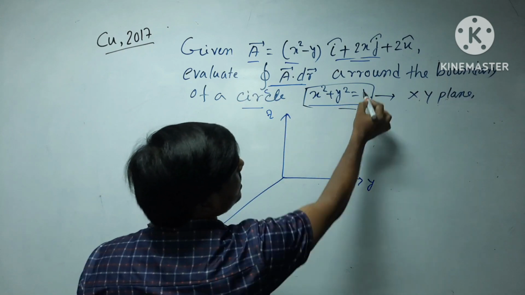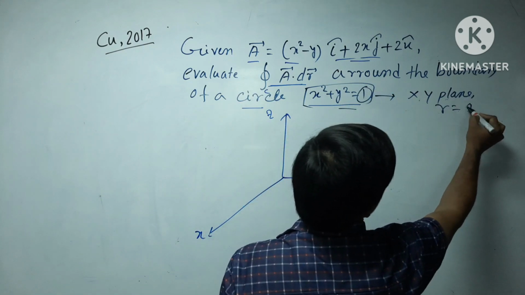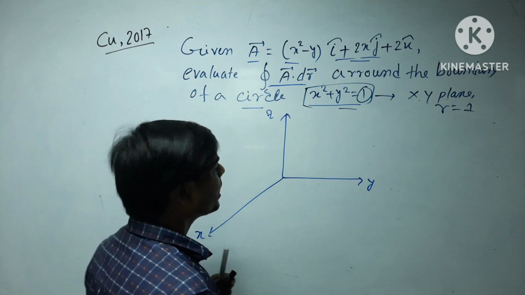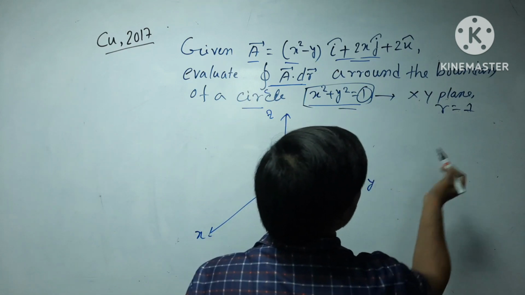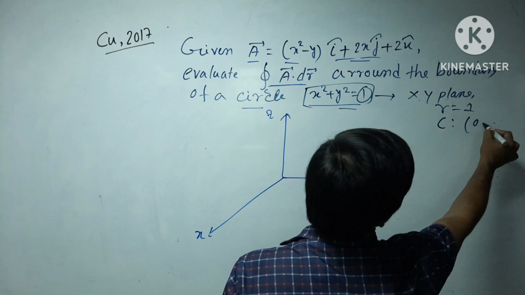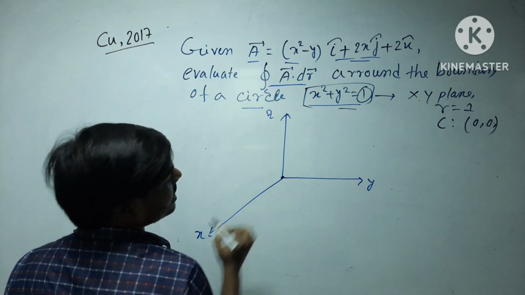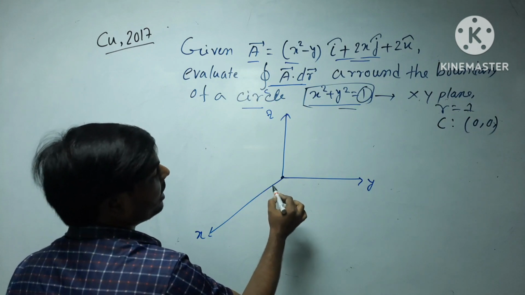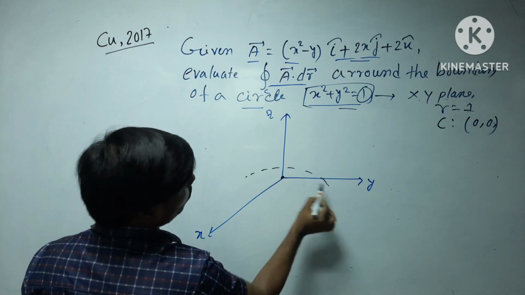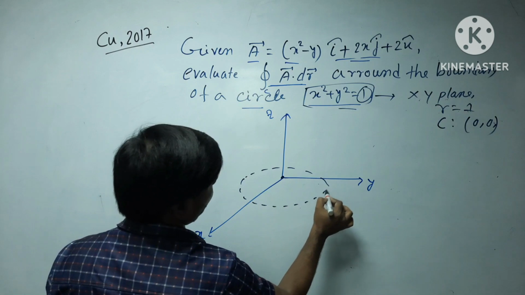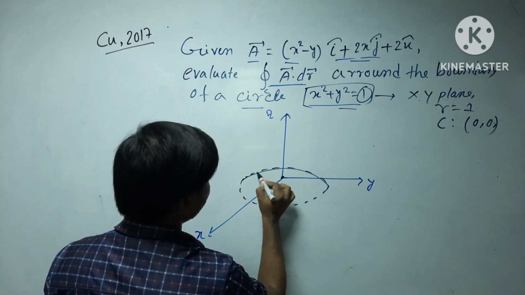What is the radius of the circle? Radius r is equal to 1 unit here. And where is the center of this circle? Center is at the 0, 0 point. That means the center of this circle is here, and in this xy plane, this circle is here.